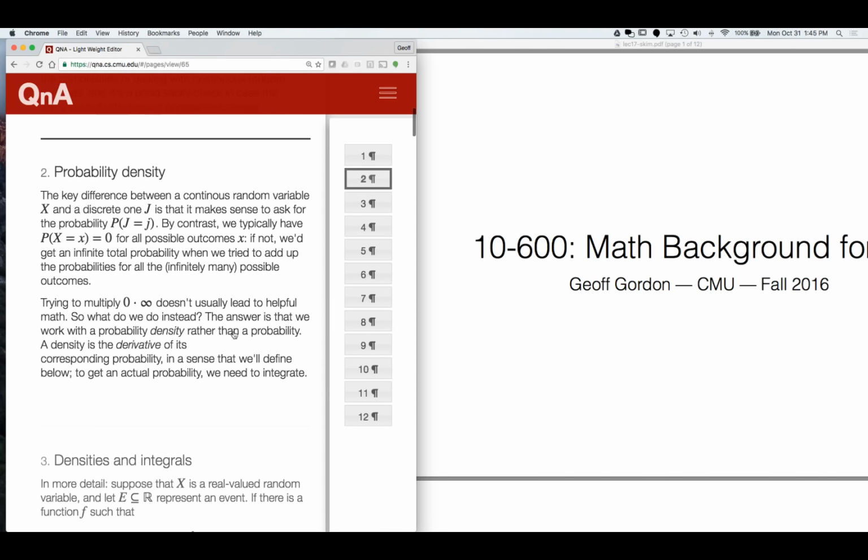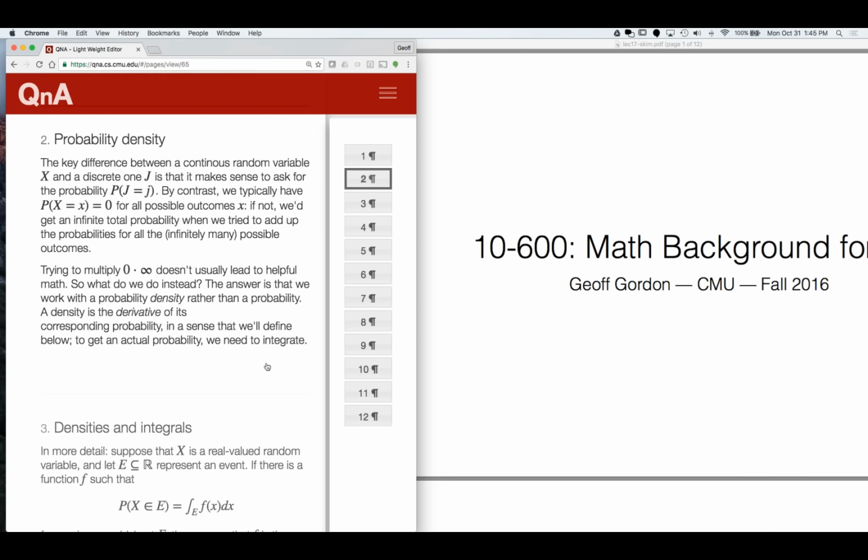So the difference between continuous and discrete is if you have a continuous random variable, it doesn't make sense at all to think about what the probability of getting some particular value is, right? The probability that your height is exactly 6 feet and 1.3725 inches is 0. Not just small, but 0, because there are infinitely many possible real numbers, and so you can't have them have finite probability, otherwise you'd have infinite total probability.